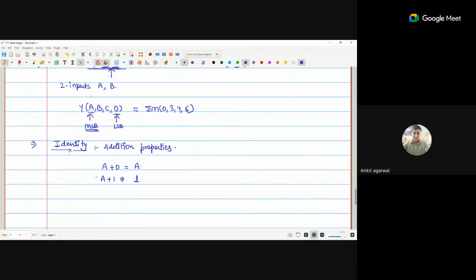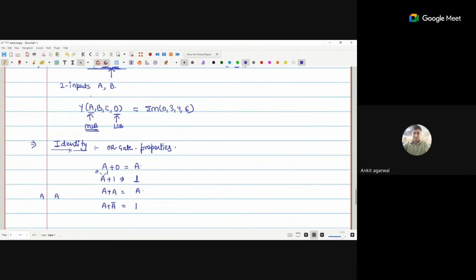If we get A plus 1, it always becomes 1. Why? Either A is 0 or A is 1, so it will be added with 1, so we are always getting a 1. Basically, this is not an addition property, this is the OR gate property. A plus A is always A. And the last one, A plus A bar, is always 1.